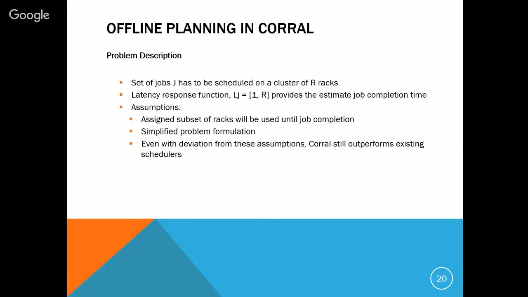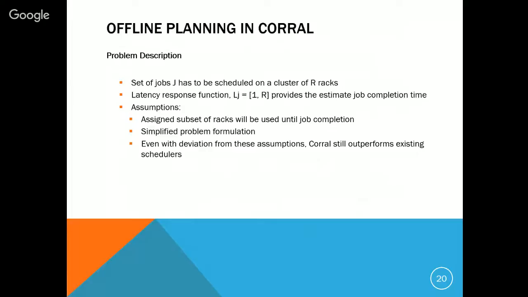Actually, let me go back and talk a little bit more about the second bullet. Each job is characterized by a latency response function, which gives the expected job completion time as a function of the number of racks assigned to the job, if that explains it better. The assumption here is that the assigned subset of racks will be used until job completion. It's a more simplified problem formulation, and even with deviation from these assumptions, Coral still outperforms existing schedulers.